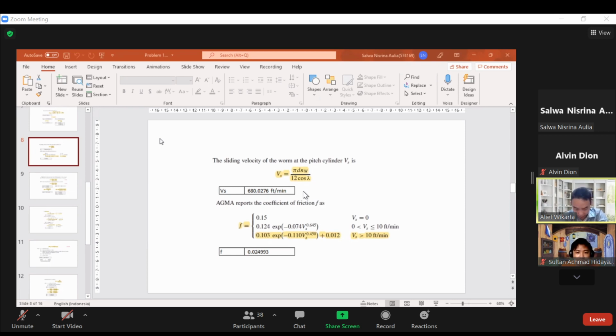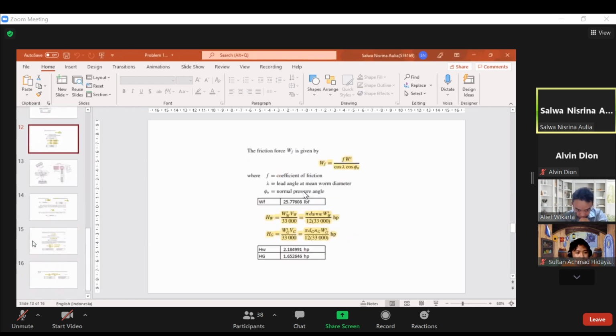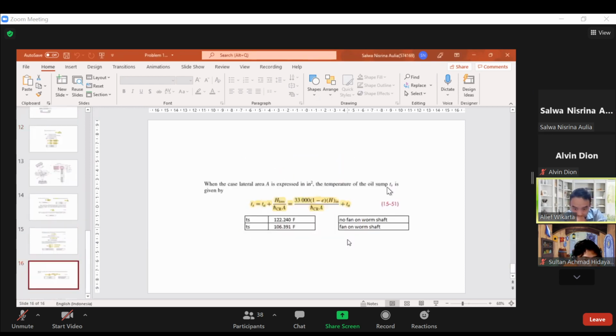And in these problems you calculate the temperature, right? Yes, the temperature. What's the temperature? You got 100-something Fahrenheit. So what is this? Is this the temperature inside, outside, or what is this, Mbak? TS.